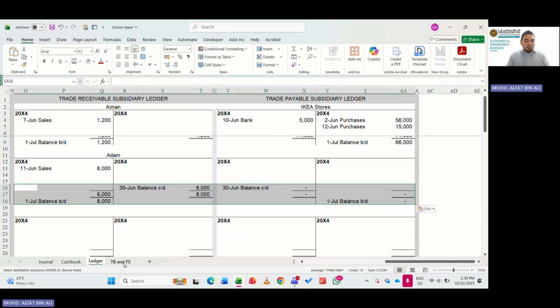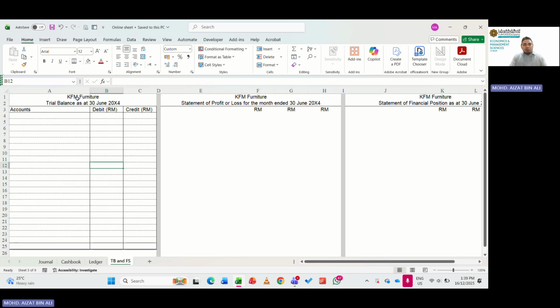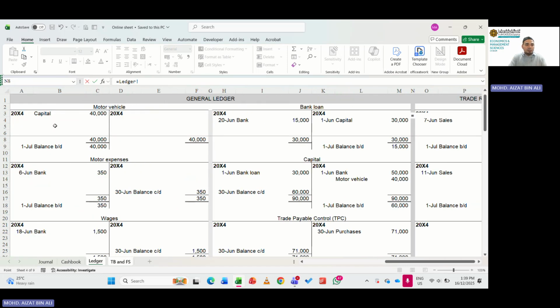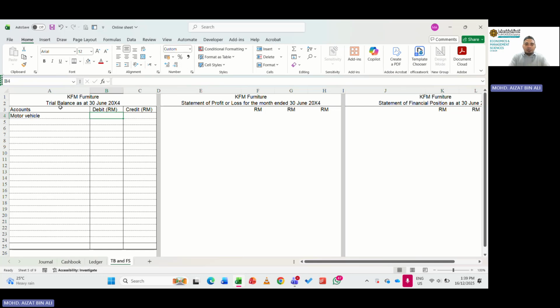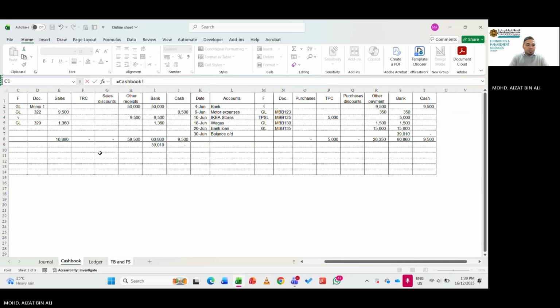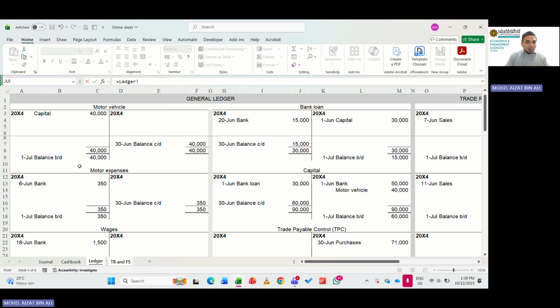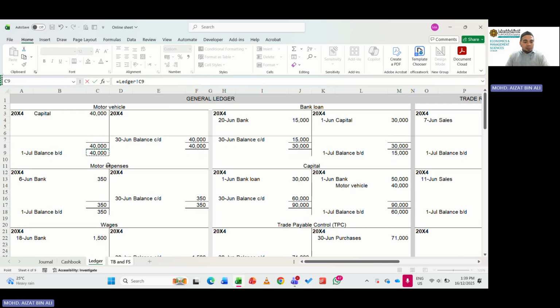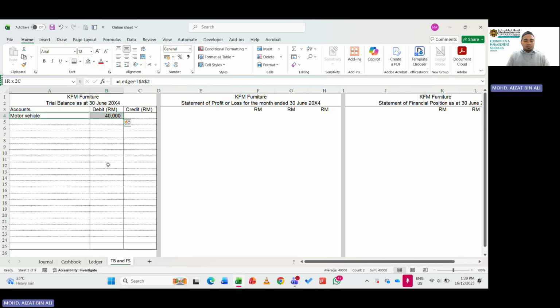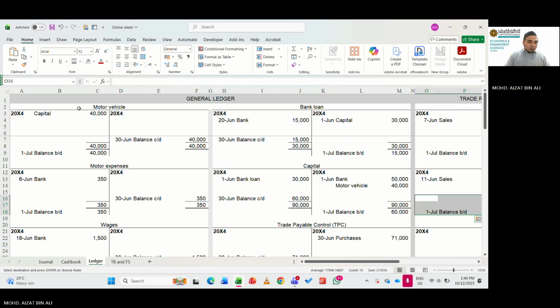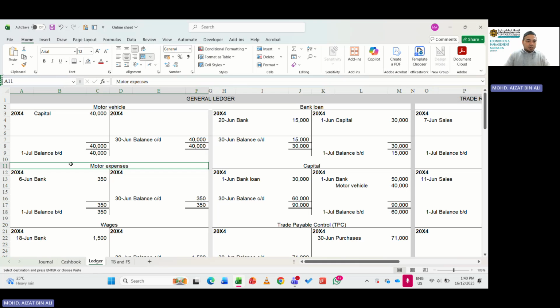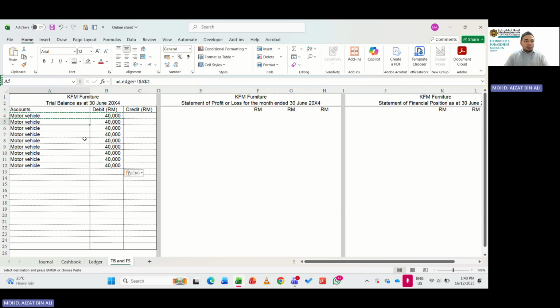Right. Next, let's prepare our trial balance. For the trial balance, we're going to list all the accounts and their balances. Okay, motor vehicle, and then the debit. Oops, sorry, not this one. This one is it? Yeah. Okay, I think it's up to this. A2 and then A11. So I have to add like 9 cells.